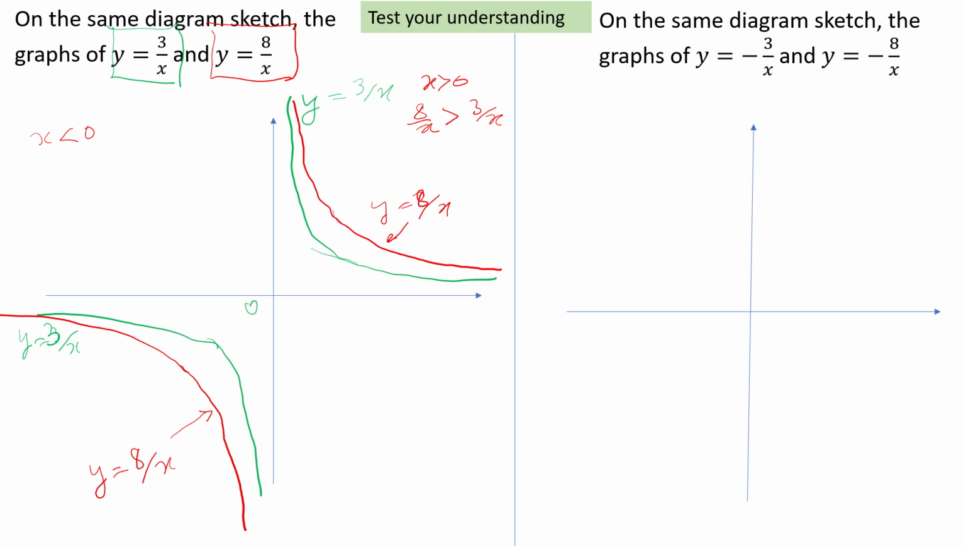Let's do the next one. So I'm going to draw the first one, green line. When x is positive, y value is negative. So the graph is going to be in the fourth quadrant here. y equals negative 3 over x. When x is negative, y is positive. So the graph goes this way. So y equals negative 3 over x.